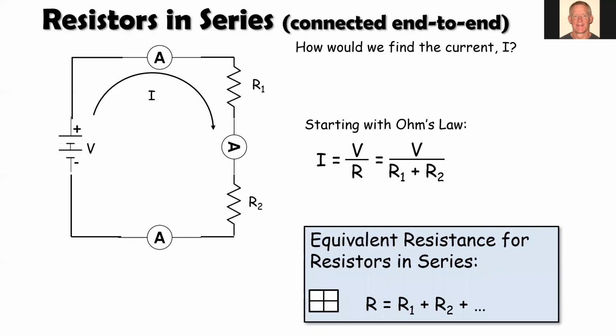So that's our first formula for working with resistors. Equivalent resistance for resistors in series is simply equal to the sum of the individual resistors, R1 plus R2. This works whether you have 2 resistors in series or 100 resistors in series.